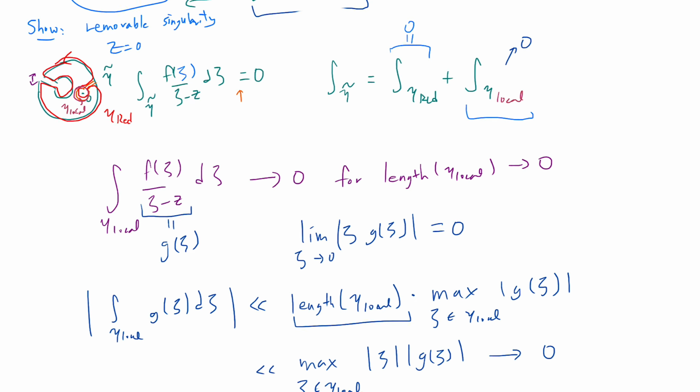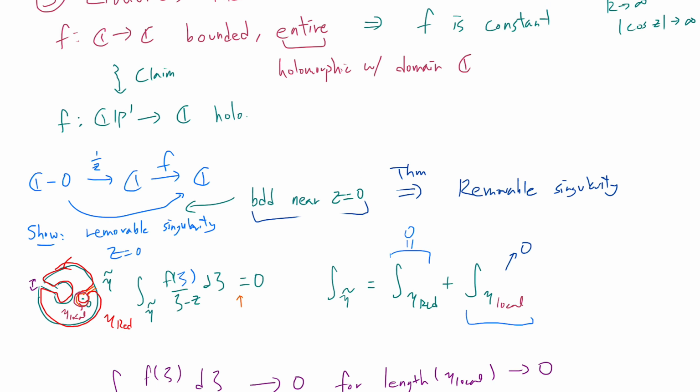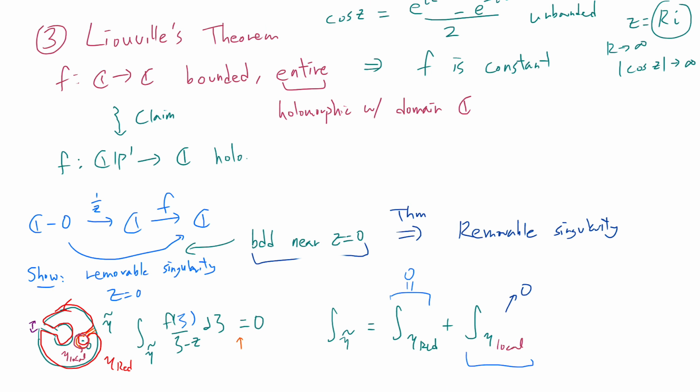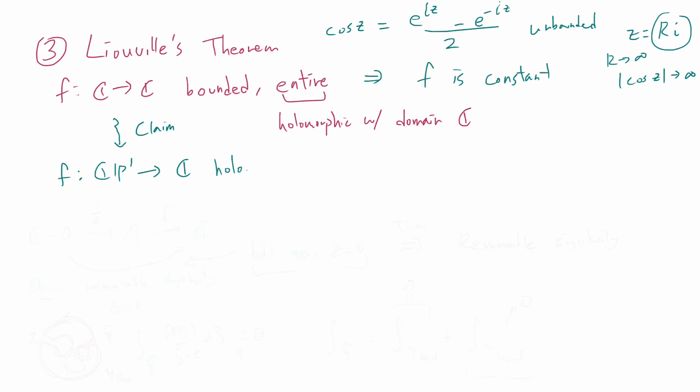It's possible that I missed some subtle point here, and if so, please correct me in the comments. Feel free to do that for anything in this video really. But once we have this established, we know that, up to filling in a removable singularity, f can be viewed as a holomorphic function from CP1 to C.